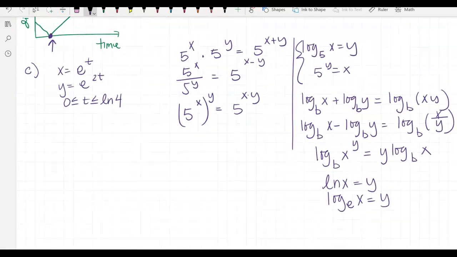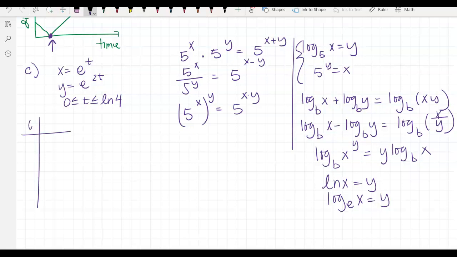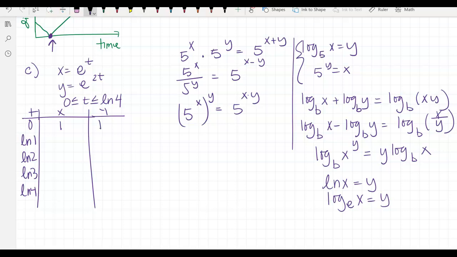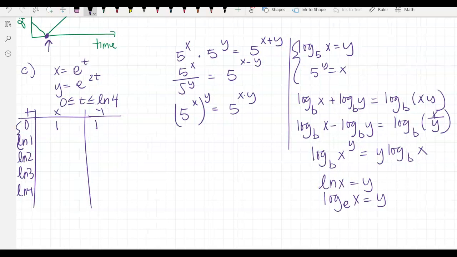Here we go. To graph this out, we make a chart. That's not a big deal. My t values are 0, natural log of 1, natural log of 2, natural log of 3, and natural log of 4. They already gave you the x equals and the y equals. Okay, so e to the 0 is what? 1. 2 times 0 is 0. E to the 0 again is 1. If you use your calculator and enter natural log of 1, what do you get? 0. So that means these two values are exactly the same.